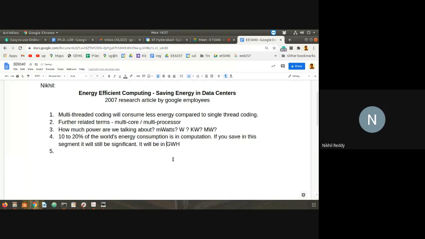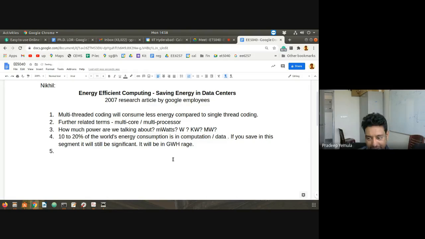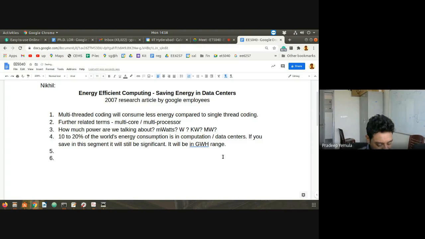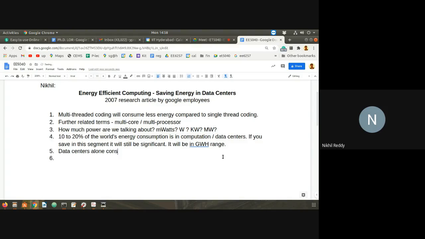So apparently, data centers, not all computation, just data centers, consume around 400 terawatt hours per year. Terawatt hours, my bad. Data centers alone consume around 400 TWh per year.